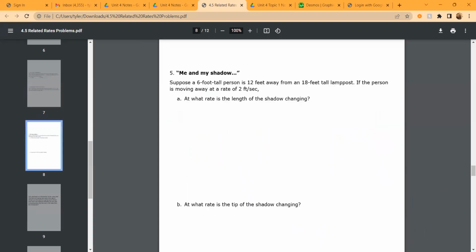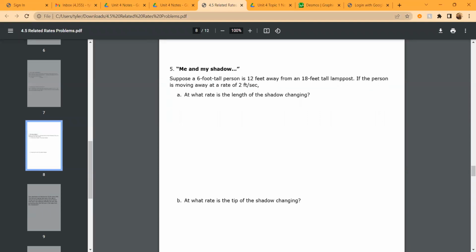And this is talking about shadows. So here's your similar triangle problem that I know you guys really love. I know similar triangles are obviously a favorite topic in class. Suppose a 6-foot tall person is 12 feet away from an 18-foot lamp post.